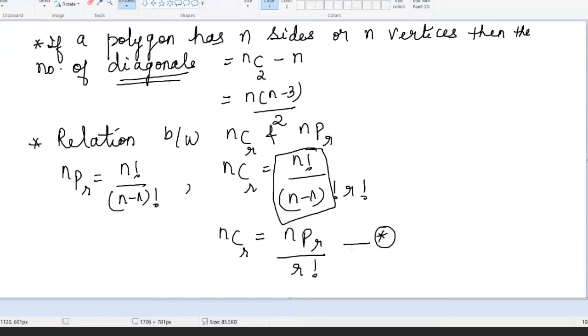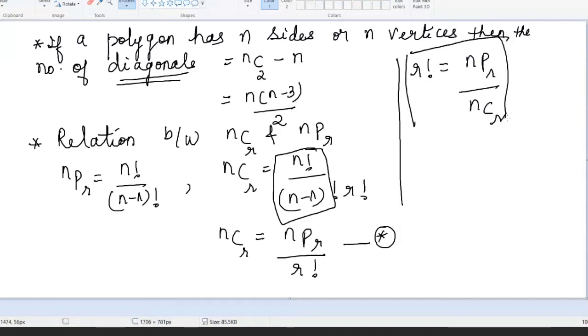Or here you may be asked one question: find R. NPR given, NCR given, find R. That time, look, this formula will come to your aid. That is, R factorial is equal to NPR by NCR. Very, very important. Put this in a box. NPR by NCR. Now you may get confused about which to write on top.